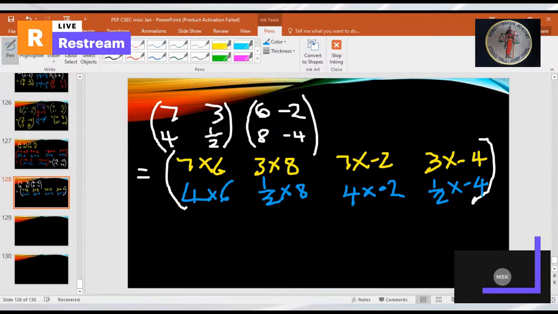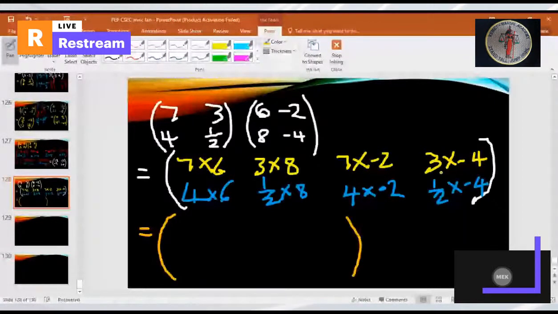Let's check if we have our 6, 6, 8, 8, negative 2, negative 2, negative 4, negative 4. All right, so we're good for that. So let's go now, and we need a medium size. So large brackets for the first, medium size for the second. And then we're going to end up with a small bit for the final answer with our 2 by 2.